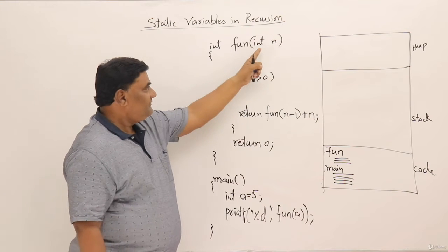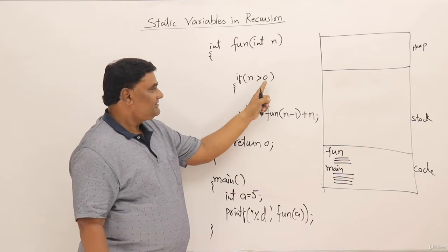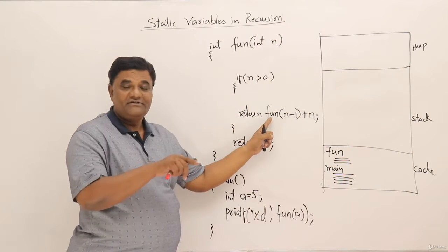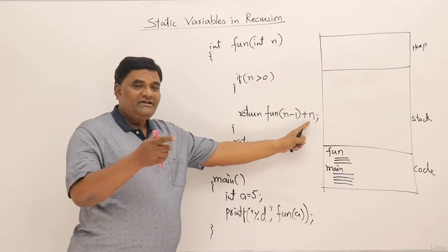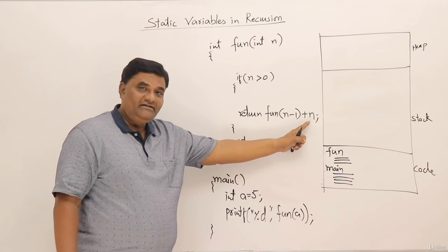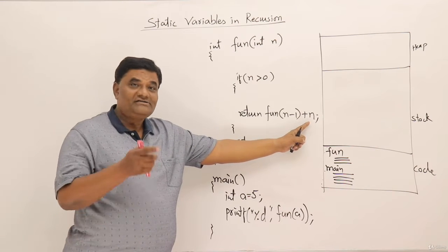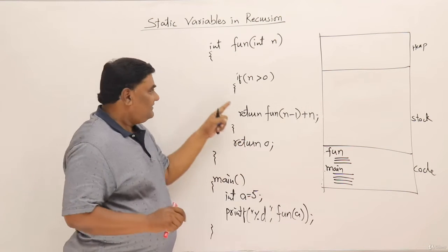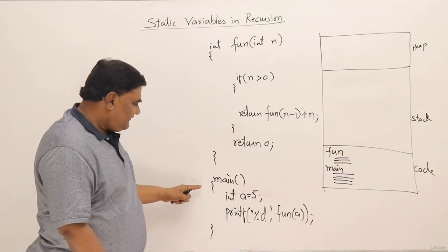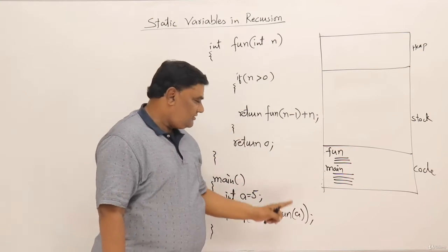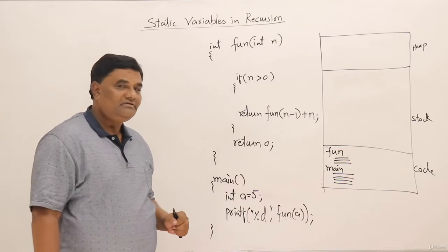See, there is a function fun which takes parameter n. If the n value is greater than 0, then it will call itself with the decreased value of n and also add n. So when this plus n is done, is it at calling time or returning time? It is done at returning time. Then if the value of n is 0, then it returns 0. And from the main function, this function is called by passing a, that is 5.